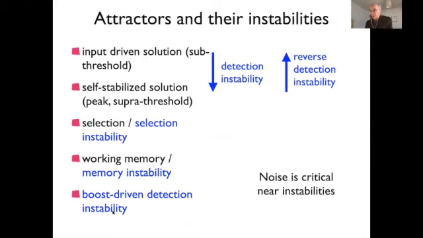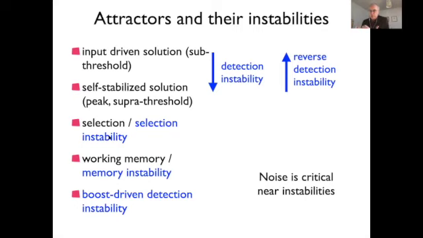And it can be any kind of input. It can be a broad, boost-driven detection instability, meaning the input is broad, for instance a constant input. It could be a neuron that projects onto all locations of the field equally, or it could be more or less localized. And the other two instabilities are the selection instability.